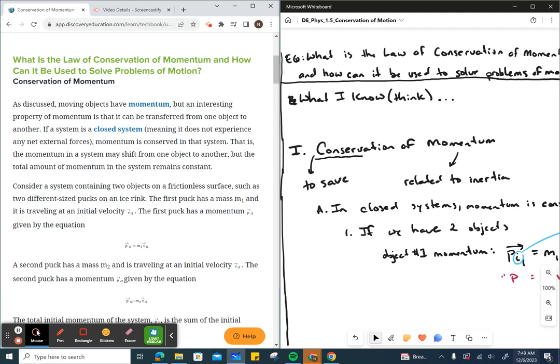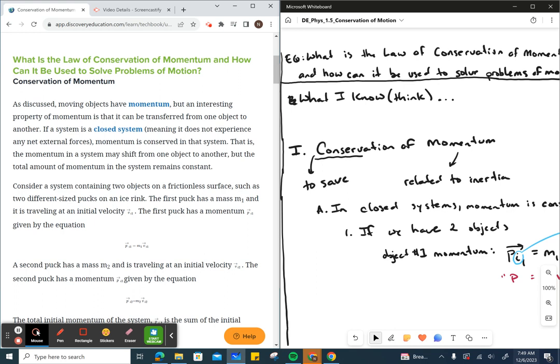I'm assuming you've already written down what you know. We're breaking this apart. Roman numeral 1, conservation of momentum. To conserve means to save. I'm conserving my money. I'm in a conservation group to save animals or the forest, right? In this case, we're talking about saving momentum, the law of conservation of momentum.